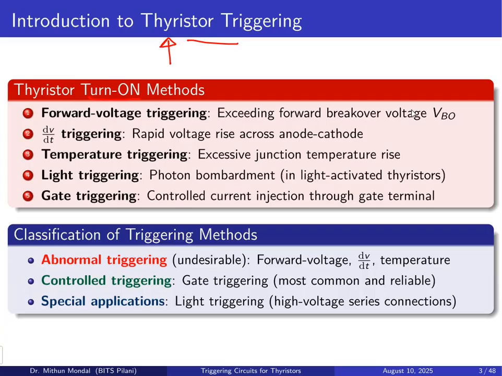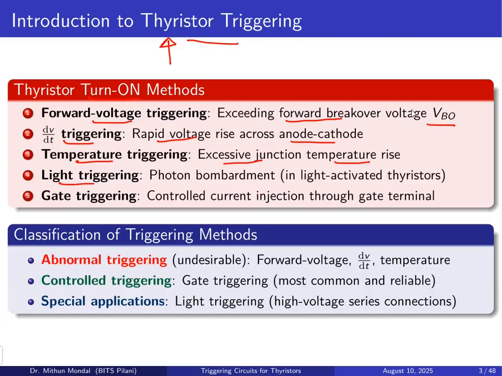There are different triggering methods available, such as forward voltage triggering, which is exceeding the forward breakover voltage, denoted by VBO. There is also dv/dt triggering, which we discussed in the previous lecture, that is a rapid voltage rise across the anode to cathode. Temperature also plays an important role in triggering, and hence we have to maintain the temperature up to a limit. Excessive junction temperature may cause triggering of the thyristor, which is undesirable.